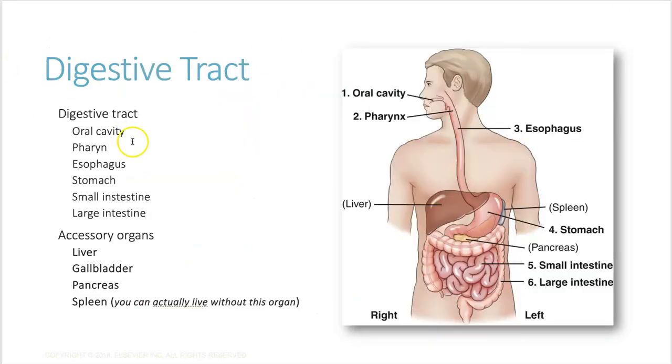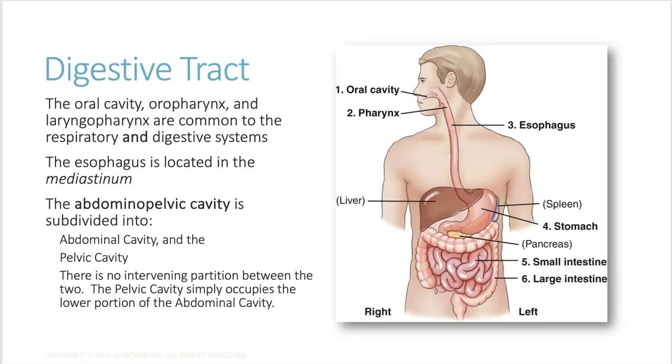Now, digestive tract, let's see, we have the alimentary canal and accessory organs. And let's run through some of those. So, oral cavity, we talked about that a little bit. We have the nasopharynx first, then we have that oral cavity, oropharynx, and then laryngopharynx.